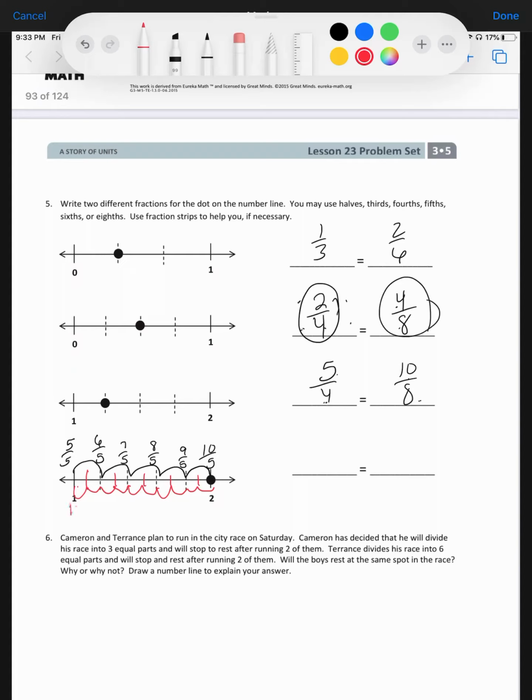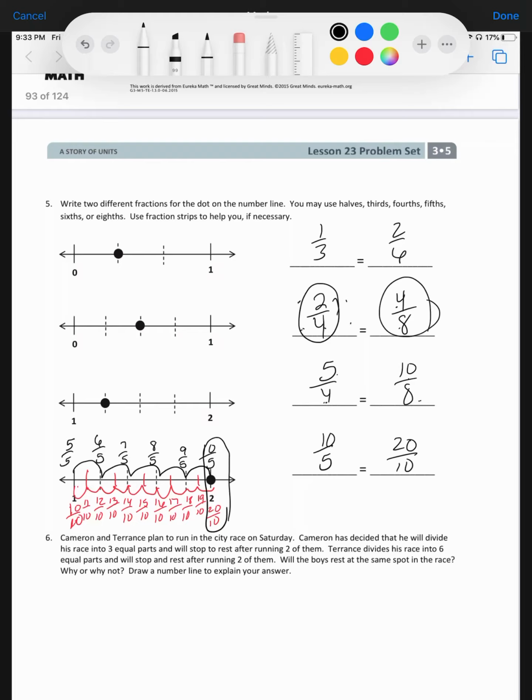So this is going to be 10 tenths, because remember, any number over itself equals 1, 11 tenths, 12 tenths, 13 tenths, 14 tenths, 15 tenths, 16 tenths, 17 tenths, 18 tenths, 19 tenths, and 20 tenths. So 10 over 5 equals 20 over 10, which is right here.